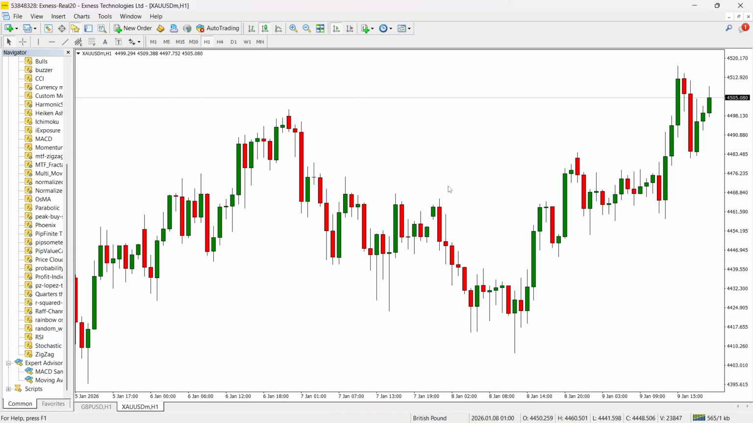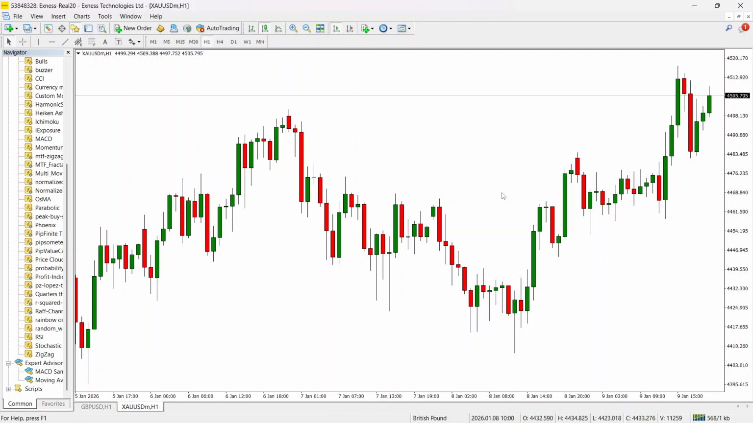Hi traders, in this video we are looking at the Rainbow Oscillator for MT4. This momentum-based oscillator uses multiple moving averages with a color-coded display to identify trend direction and potential reversal zones. In this video you'll see what the indicator calculates, how the rainbow display looks, and which trading signals are described.